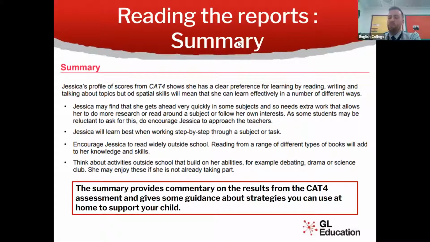Absolutely. And that's a really important point there, isn't it? Like those extracurricular activities that we offer at the English College can help just as much with the academic and the cognitive ability of children. So I think you're right there. That is a lovely bullet point at the end.